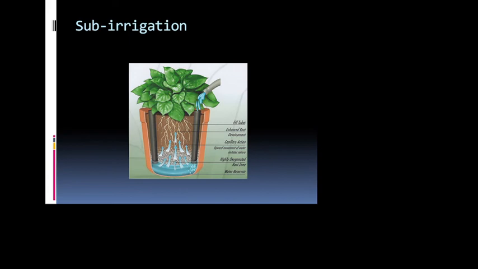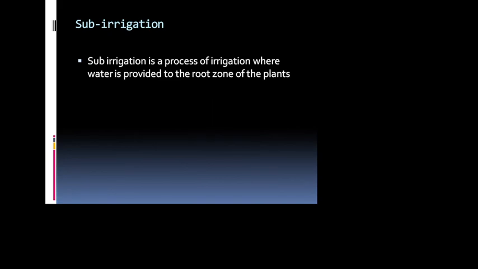Now let's see the next one. This is sub irrigation. In sub irrigation, water is provided directly to the roots of the plants. From the source, water is provided directly to the roots of the plants. Now let's see what is sub irrigation. Sub irrigation is a process of irrigation where water is provided to the root zone of the plant. So directly from the source through pipes, the water is given directly to the root zones of the plants. So in this way, the crops are watered in sub irrigation.